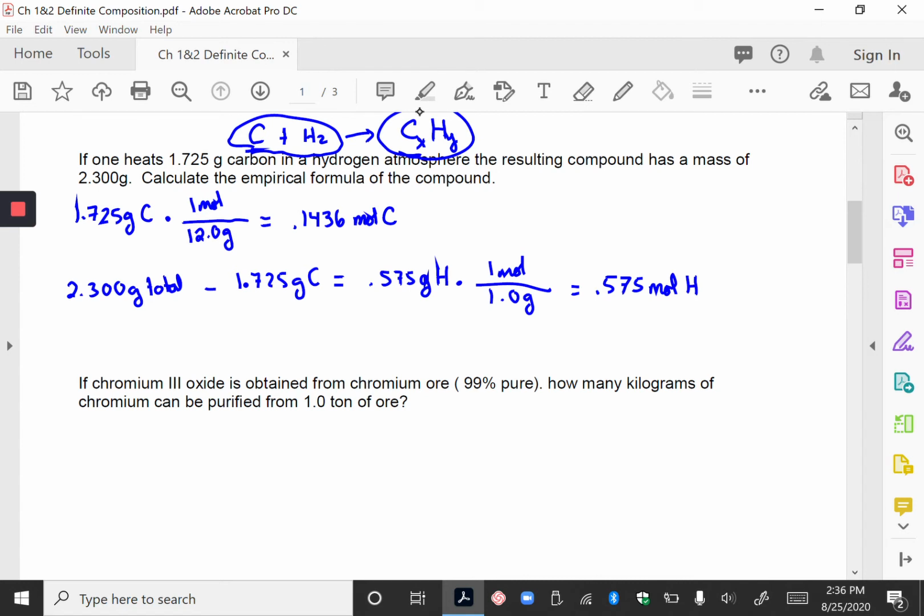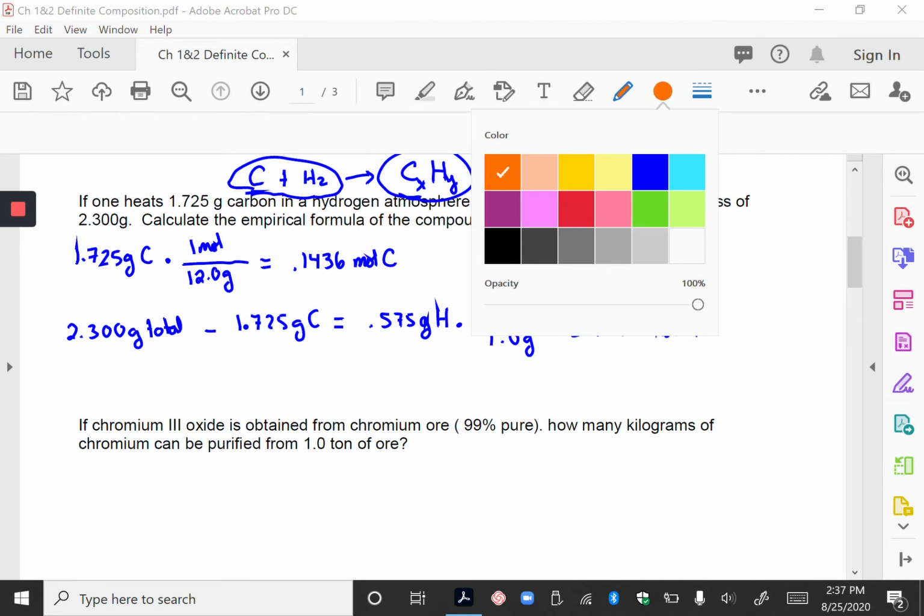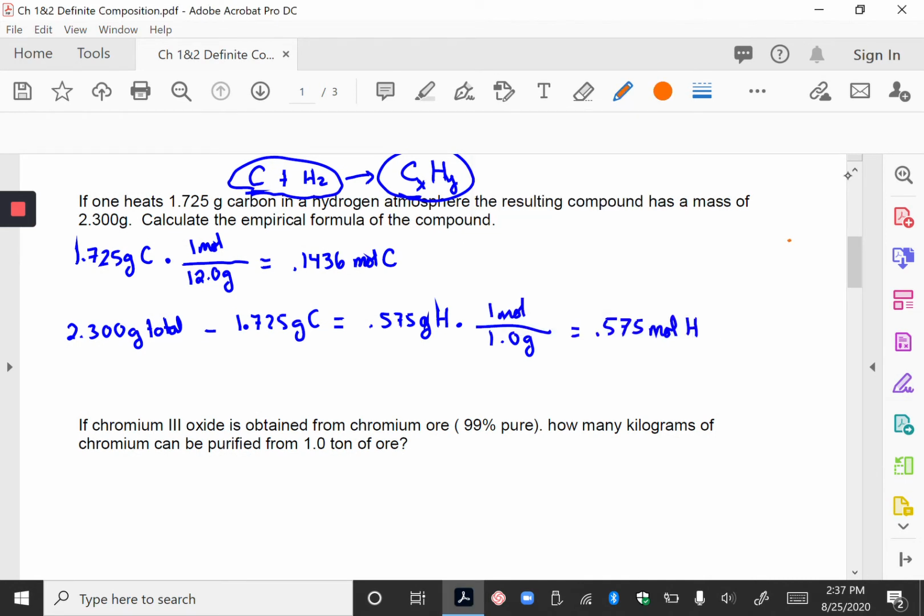Problem is, those X and Y need to be whole numbers. They can't be decimals. So if you're good with math and you are able to look at these numbers and figure out what the ratio is right away, great. If you can't, which most of us can't, then what you can do is divide by the lowest number. So out of those two numbers, this is smaller, so I'm going to divide by that.